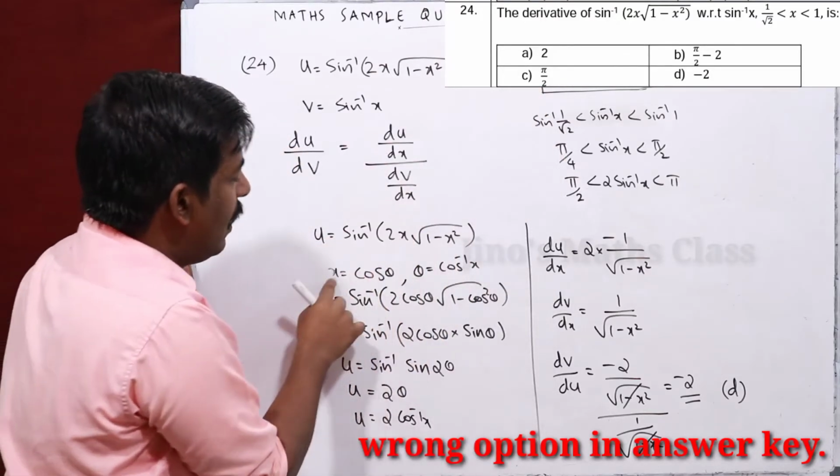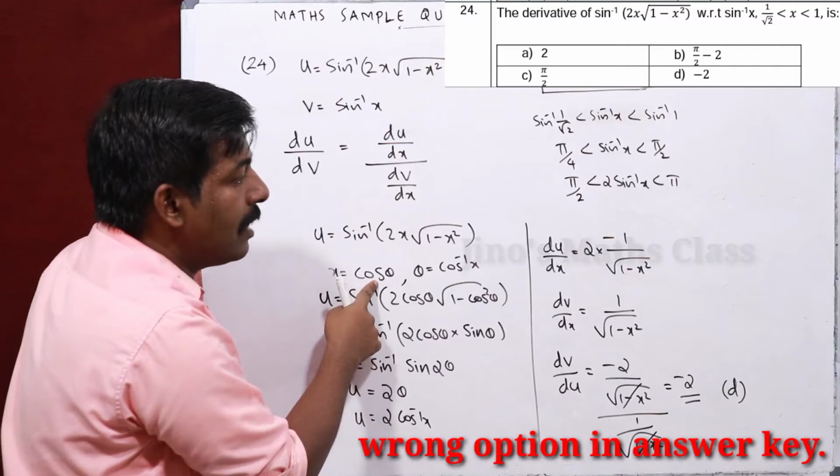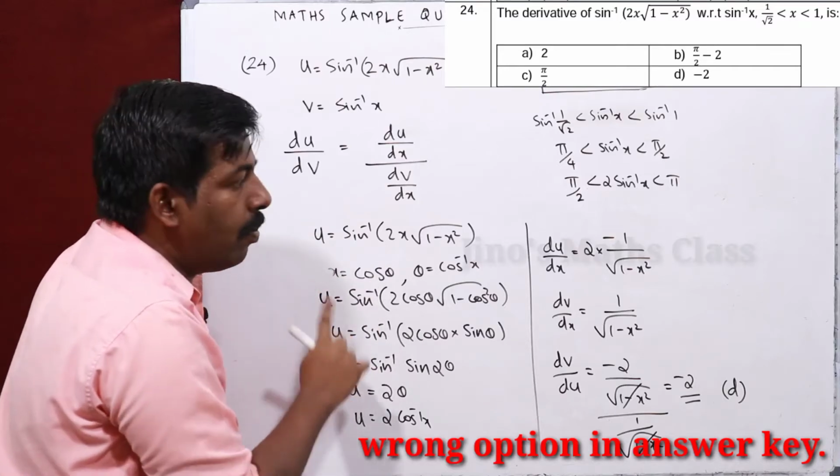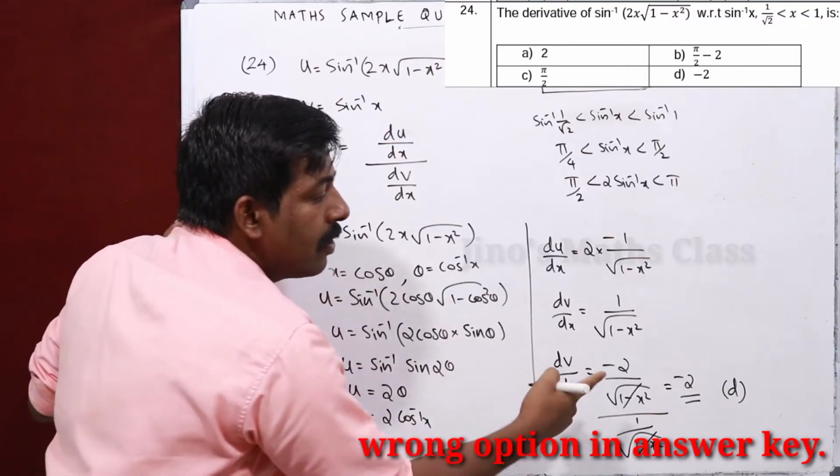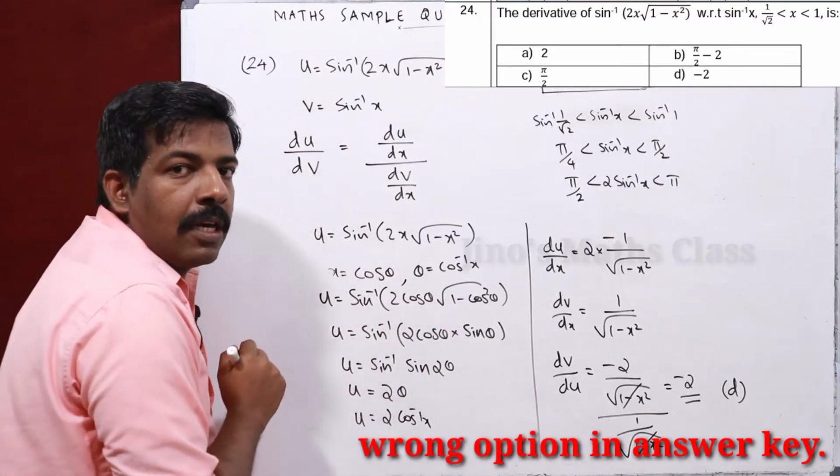They took here x is equal to sin theta. That's why they got the answer as 2. But that is wrong. The correct answer is -2, option D.